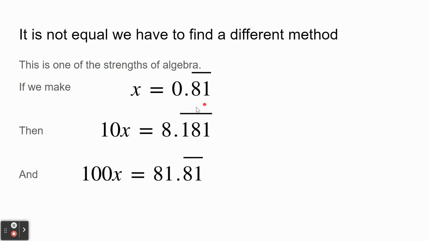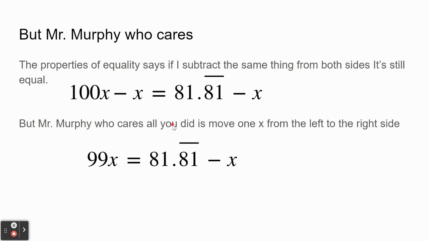This is where algebra really comes in handy. If we say, hey, let's make this number equal to x, and now I'm going to get rid of the decimal by multiplying by 100, basically. Multiplied by 10, I have 8.181, and then it keeps repeating. Then I multiply by 100, and I get 81.81, and it's still repeating, okay? But we've got the same thing we started with. It just looks different. I know, who cares?